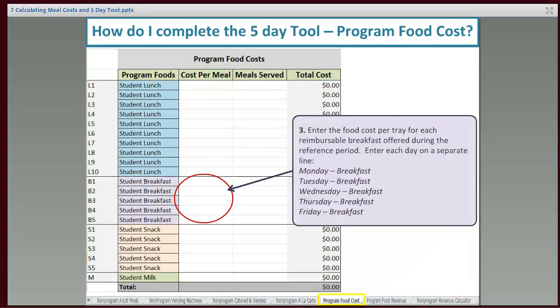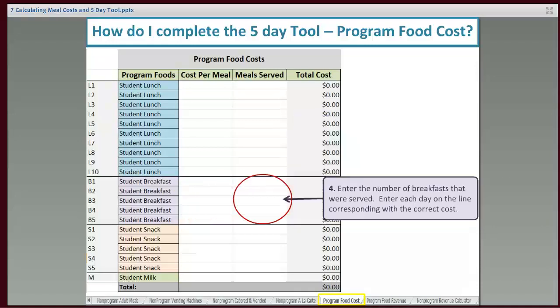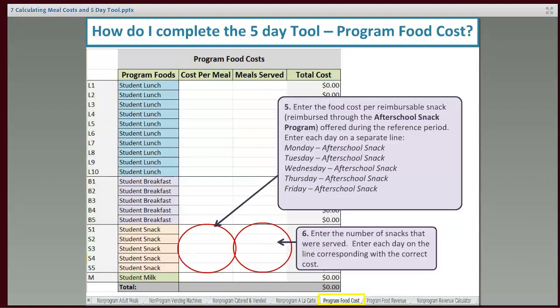For breakfast, there are just 5 lines. You'll do Monday breakfast, Tuesday, Wednesday, Thursday, Friday breakfast. And then enter the number of each of those meals served. This is for the after-school snack program for a reimbursable snack. So if you're claiming reimbursement for your snacks, that goes here. And you'll enter in Monday, Tuesday, Wednesday, Thursday, Friday, just like you did on breakfast and lunch, and then enter the number you sold.